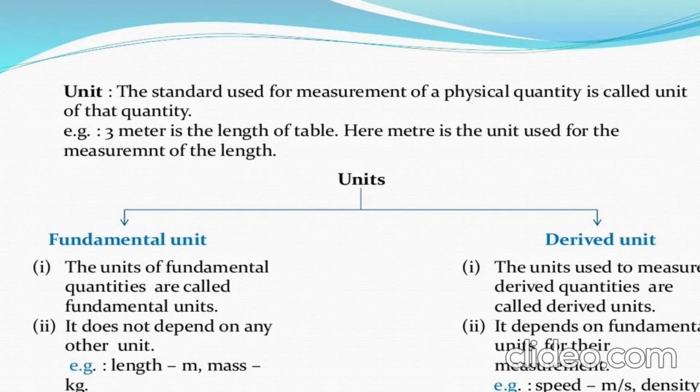Derived units. The units used to measure derived quantities are called derived units. Here, the derived units depend on fundamental units for their measurements. For example, for speed it is meter per second and for density it is kilogram per meter cube.